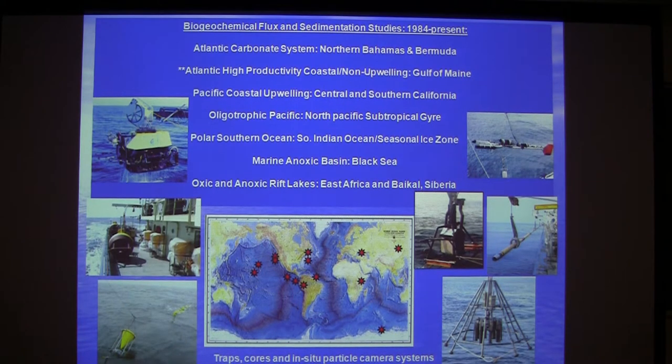Additionally, in my lab and in conjunction with colleagues, we've developed a number of in situ camera systems that go onto vehicles, ROVs or submersibles, as well as on their own towed system, that tow through the water and image particles in situ that are then analyzed with computer software to look at what's there, those fragile aggregates, how many are there, how fast are they moving through the water column. So ideally, we couple these types of studies with the time series sediment traps so we can get short and long time scale understanding of how much organic matter is moving through the ocean. So I'm going to talk to you about this high productivity coastal non-upwelling region called the Gulf of Maine today.